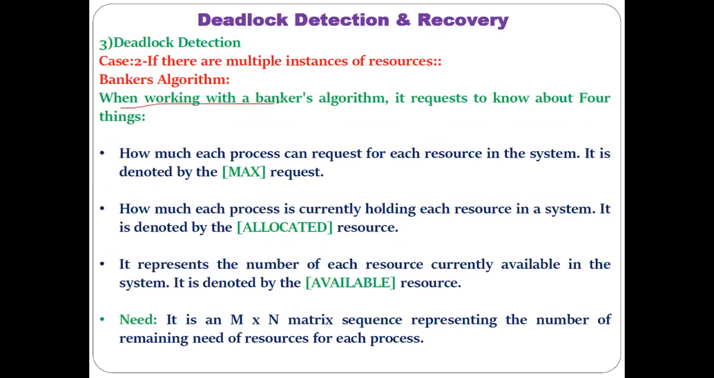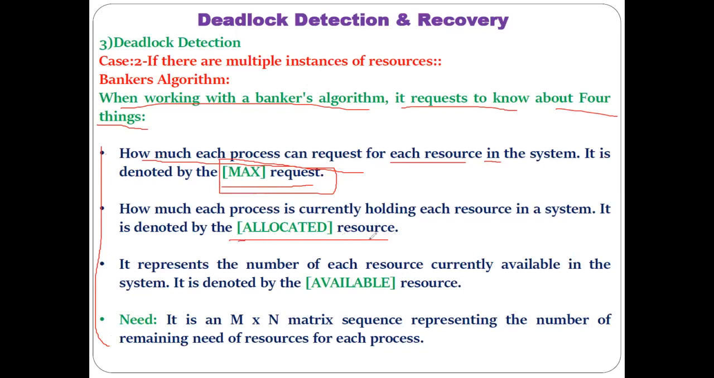Now, in the banker's algorithm, different kinds of information are required. Here I have mentioned that when working with the banker's algorithm, it needs to know four different things. First, how much each process can request of the resources in the system. That is maintained with the help of one matrix called the max request matrix. It means the maximum resources that can be required by that particular process are maintained in the max request matrix.